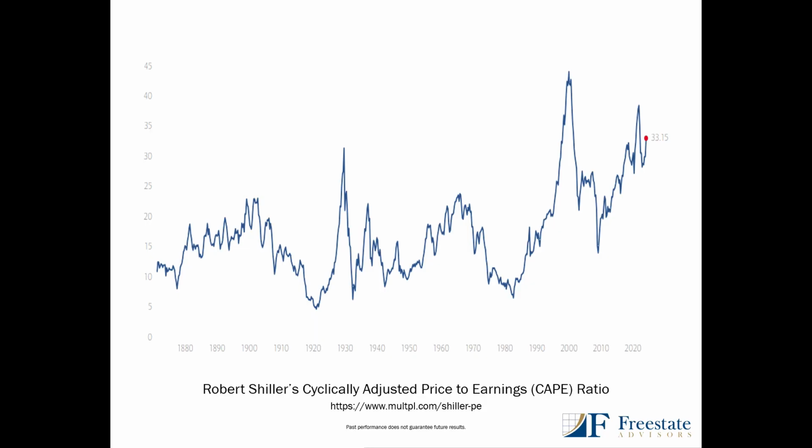Shiller's cyclically adjusted price to earnings, or the CAPE ratio, is the price of the S&P 500 divided by the trailing 10 years of inflation-adjusted earnings. Shiller's data goes clear back to the 1870s, so over 150 years, and this is a monthly chart of the CAPE ratio during that time.